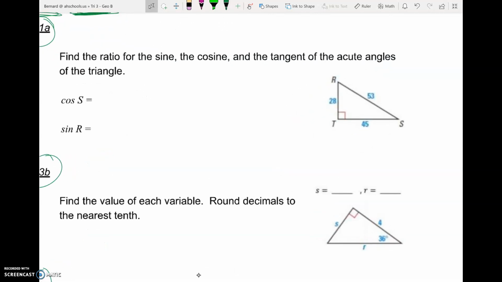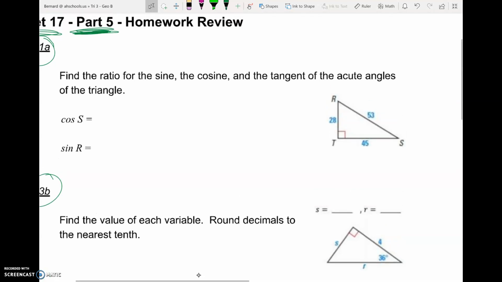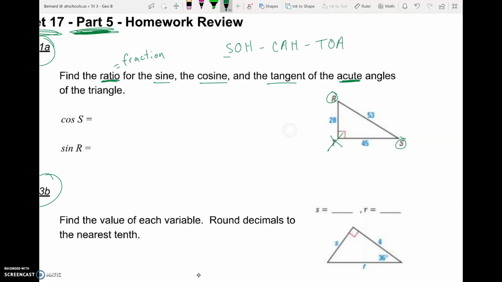1A says find the ratio for the sine, cosine, and tangent of the acute angles of the triangle. Remember, the reason it says acute angles, and that's going to be R and S, T is a right angle, and remember, we never want to use the 90-degree angle as we make these ratios, which is a fraction for our sine, cosine, and tangent. Remember, we can remember how to set up a fraction for these different trig functions using SOHCAHTOA, right? Sine, opposite, and hypotenuse. Cosine, adjacent, hypotenuse. Tangent, opposite, adjacent.